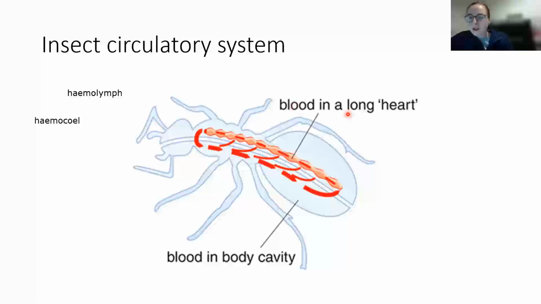So we need to try and sort that out. Does anyone know how we prevent something backflowing? We have learned about it a little bit. So we want something to go back into the heart, but we want to stop it coming out. So we learnt about it.